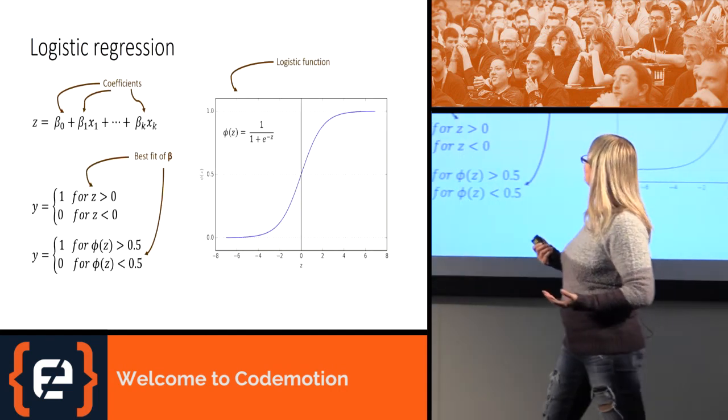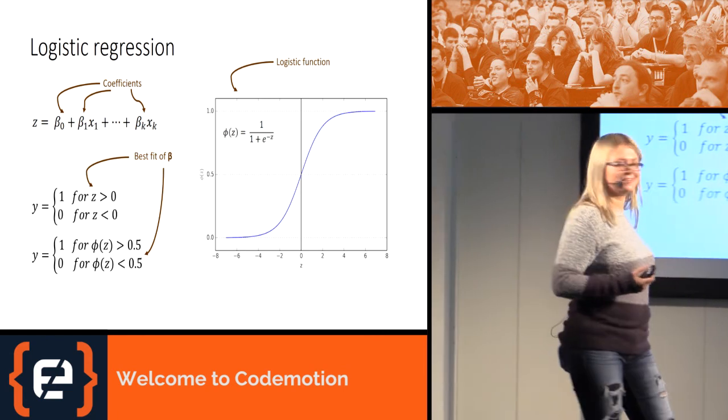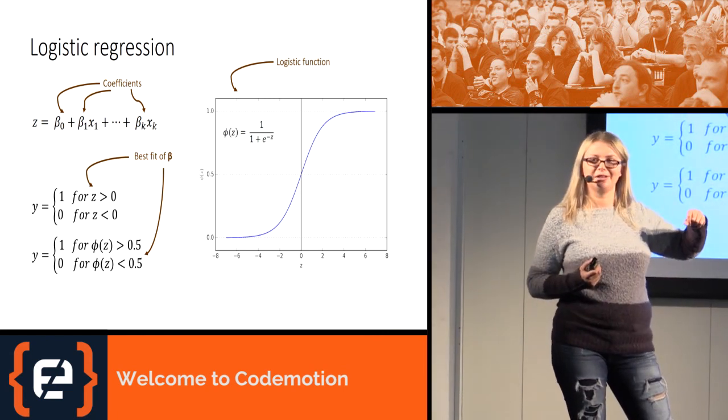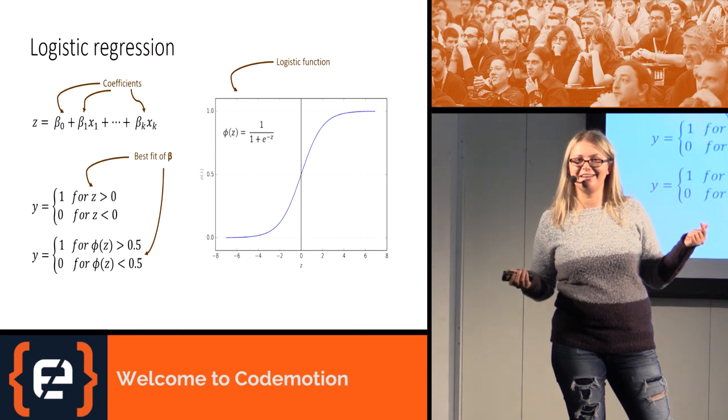So let's go to logistic regression. This is actually the line. This is the algorithm that will find you a line, assuming there is a line.